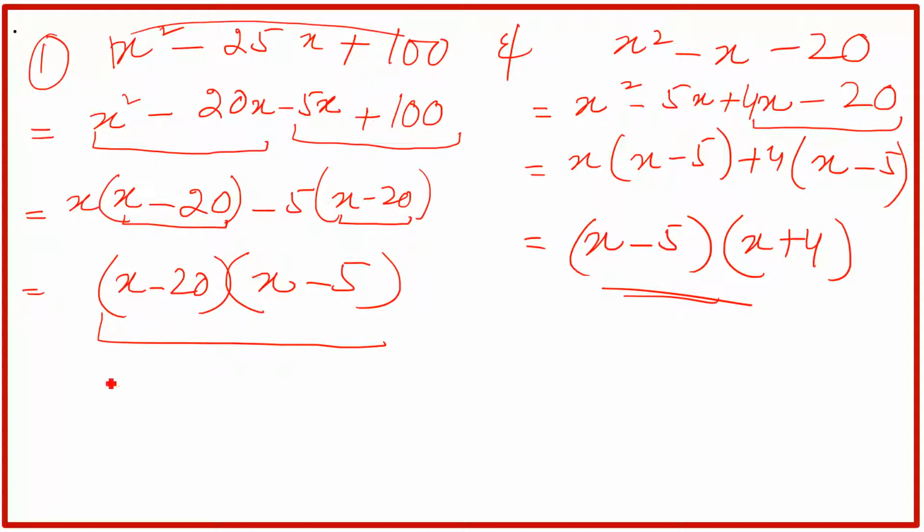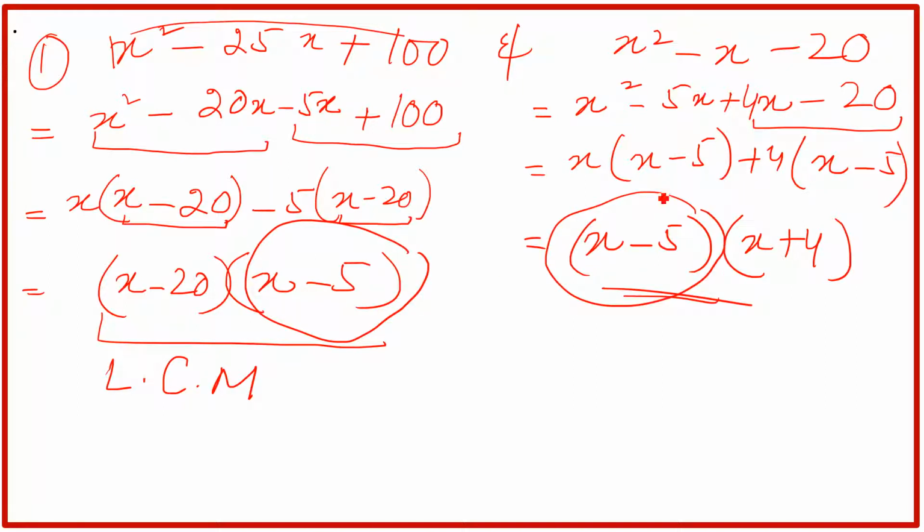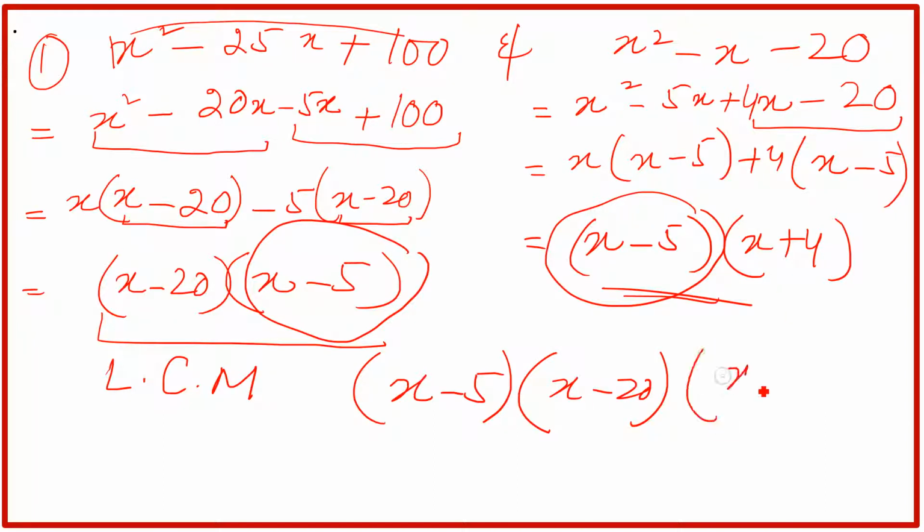But the question is, we have to find out LCM. So for LCM, first of all, you have to see, is there anything common between these two factorizations? X minus 5 is here, x minus 5 is here. So you can write down x minus 5 only one time. Do not write down two times. Only one time. If something is common, write down one time. What is left here? X minus 20. You have to write down x minus 20 as well. Whatever here, x plus 4. So this is the LCM.